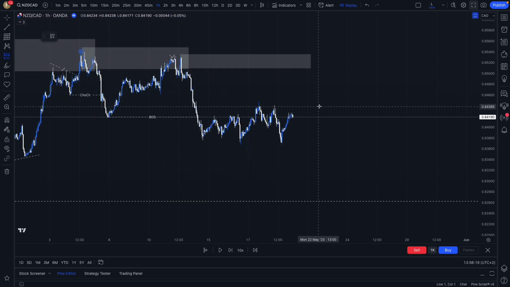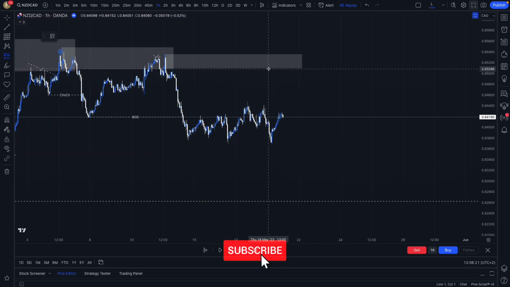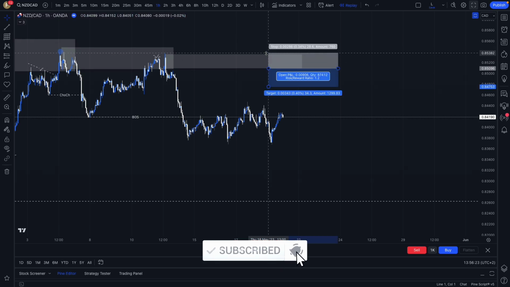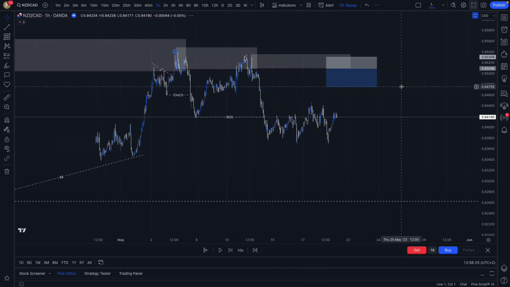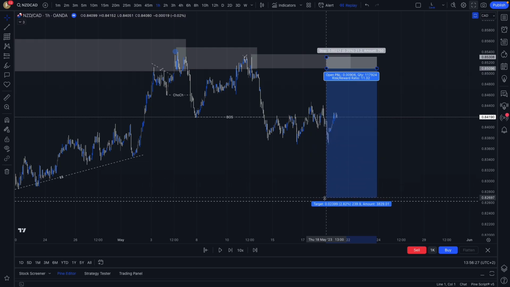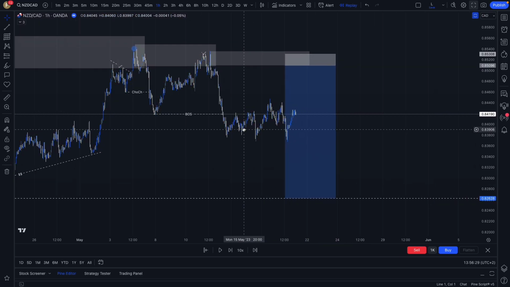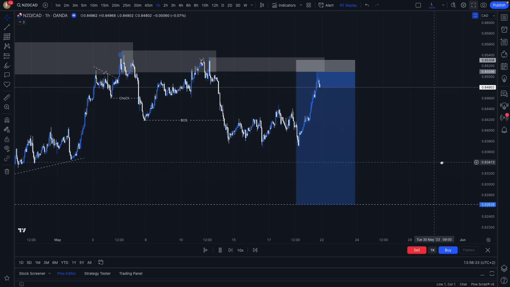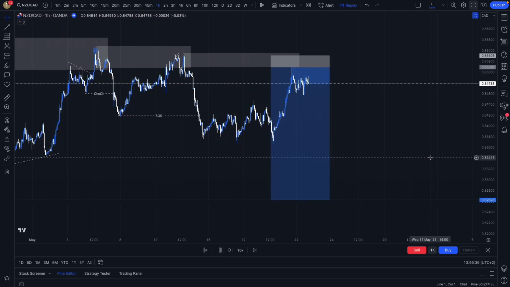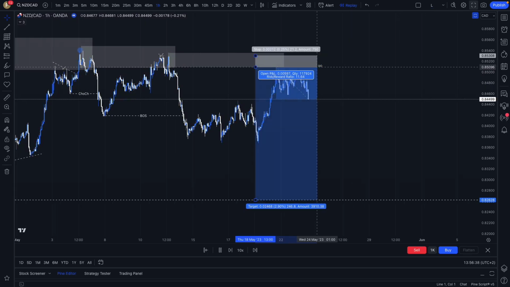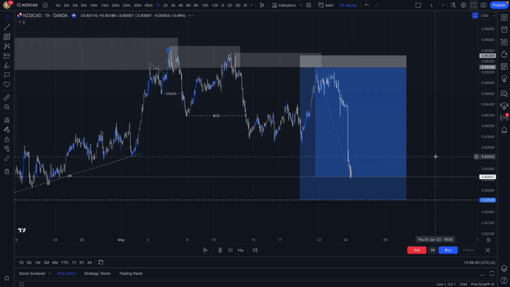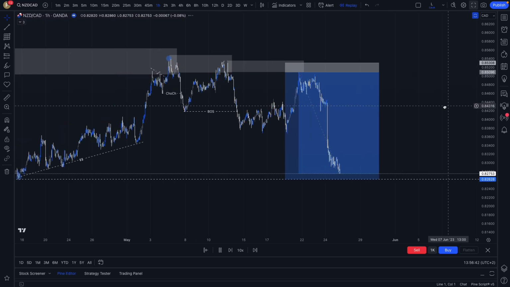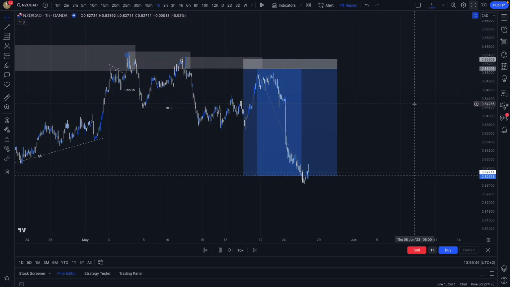And as I said in the last example, we put our entry at the low of this candle and our stop loss just above the body close. For our take profit, we will target this weak low right here. Then we wait, price taps us in. And because we are trading pro trend, price is moving very fast, so it runs almost straight to our target.